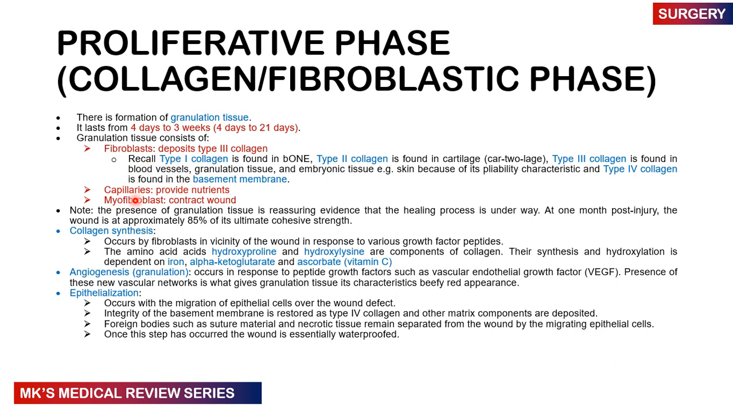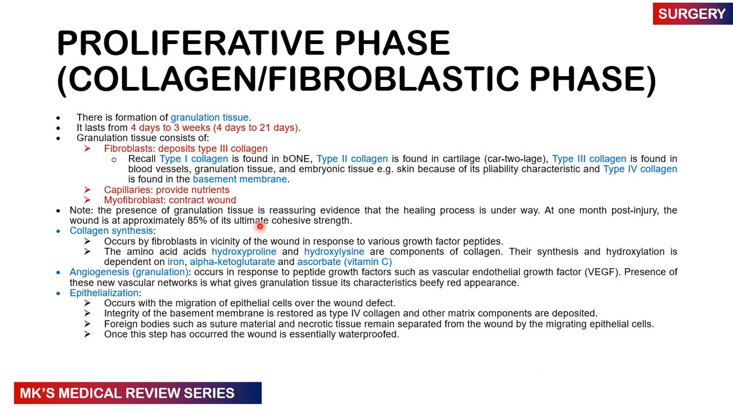Myofibroblasts will also be present for the wound contraction to actually bring the wound edges closer to each other. Remember that the presence of granulation tissue is going to be a reassuring evidence that the healing process is undergoing in a nice manner. And remember that there are features of healthy granulation tissue that you must know. And at 1 month post the injury, the wound is actually going to be about 85% of its ultimate cohesive strength.